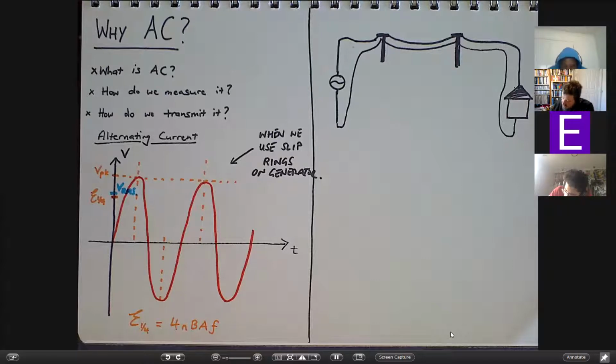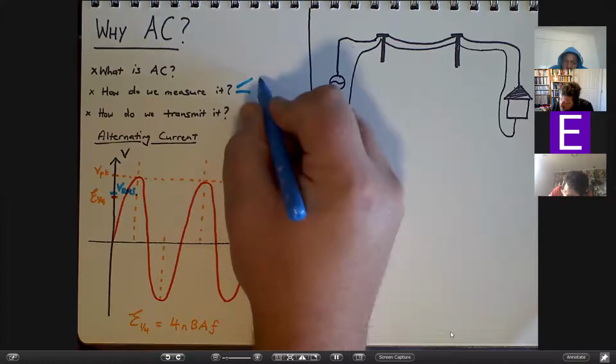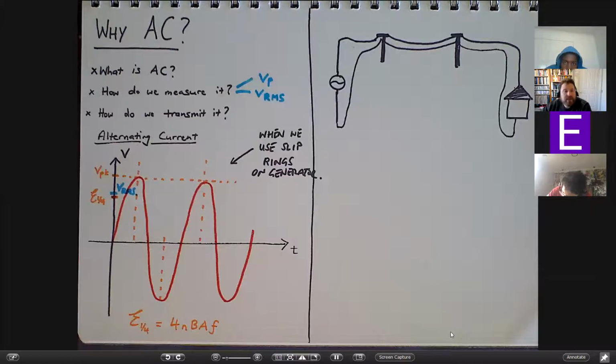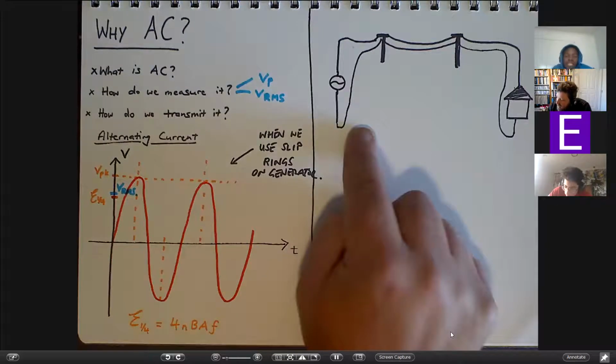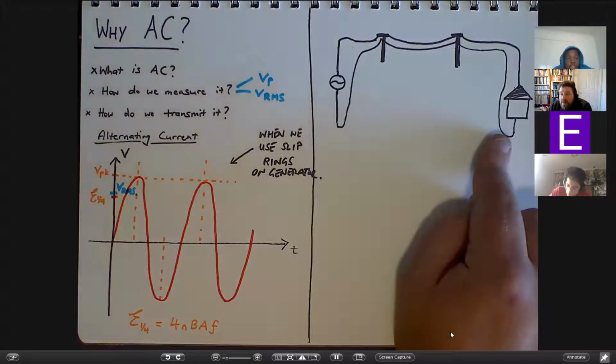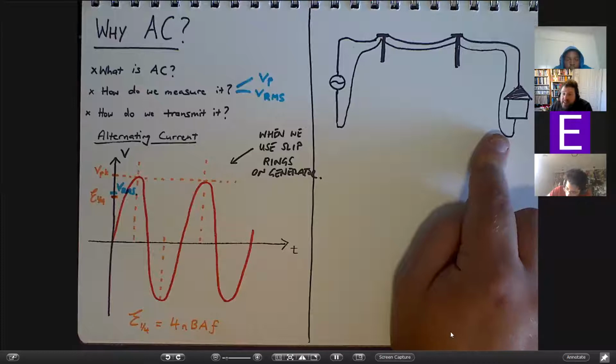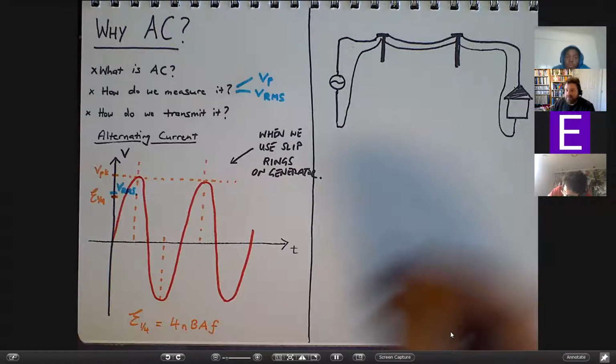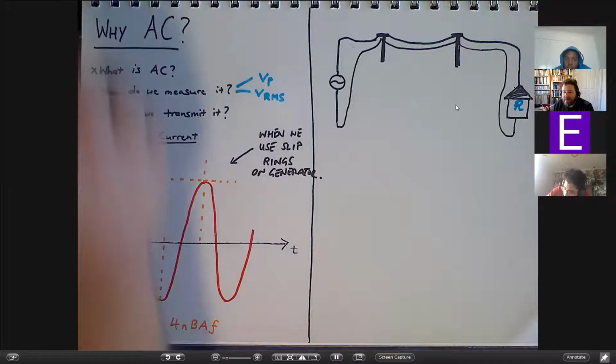So we're going to introduce these two measures. How do we measure it? Our two measures are going to be V peak and V RMS, root mean square. And then lastly, we're going to talk about what happens when we transmit electricity through a real world transmission system. The thing to realize there is that when we send things down the lines to our homes, we have a bunch of resistors in the house. So the house has some effective resistance, and that depends on how many different electrical devices you have switched on in the house, how many different parallel circuits you have going on.